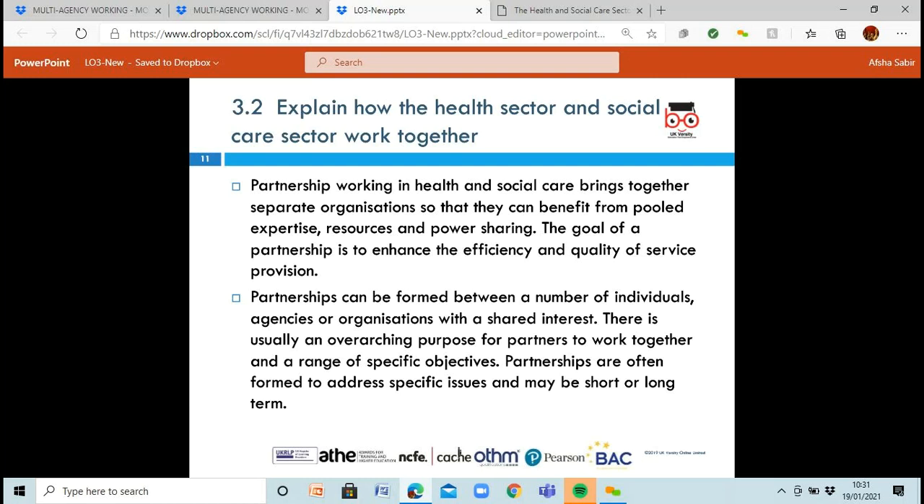For example, if a care home wants to alleviate loneliness within the elderly or make sure they're getting more visitors, they might partner up with a local school where the pupils come in and do story time or activities together. These partnerships can be done about specific issues, but they can be short-term or long-term, or they can just be rolling year by year and see how it goes until it's beneficial for either of them.